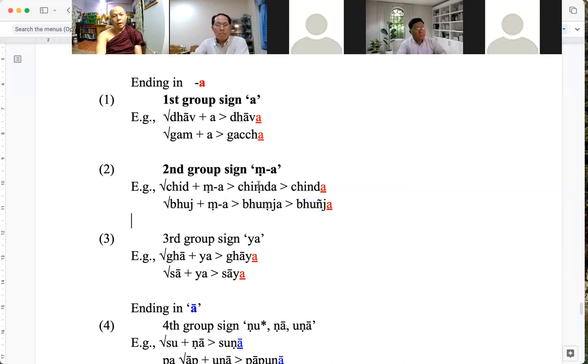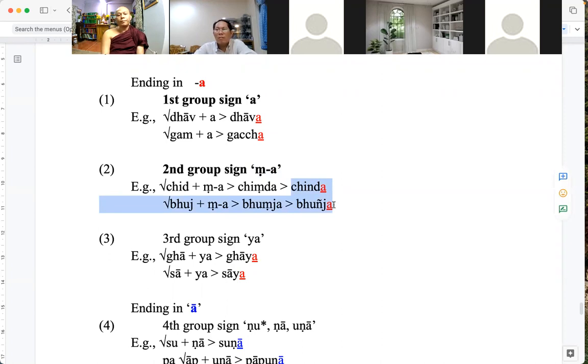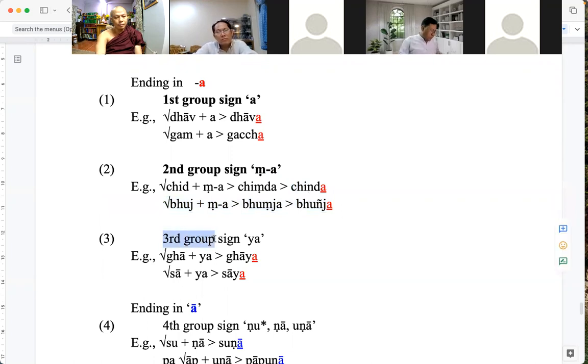Okay, so this is related to the second group sign. The second group sign is R and the nasal inserted. That is in all bases ending in the a. And then now the third group sign is ya.